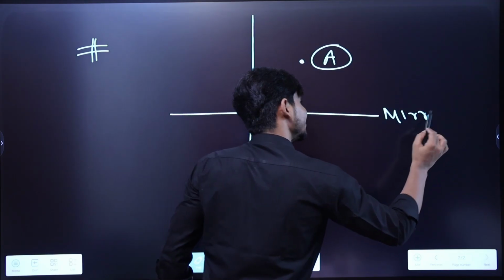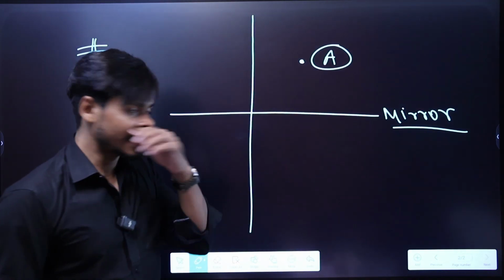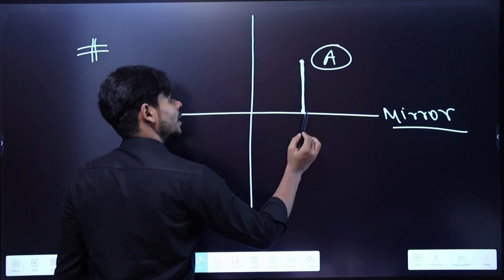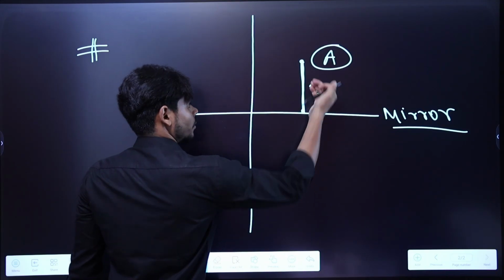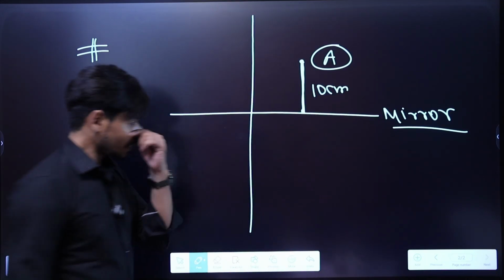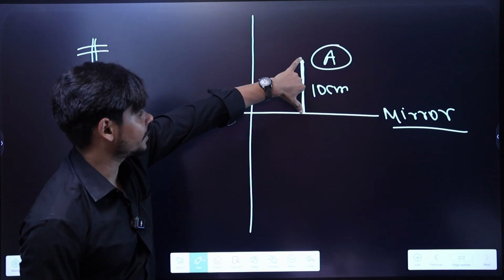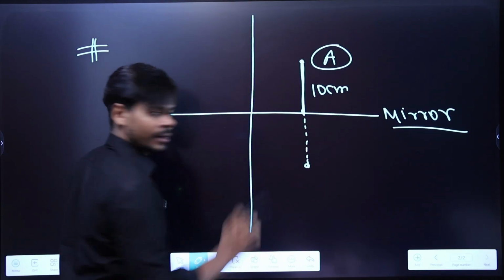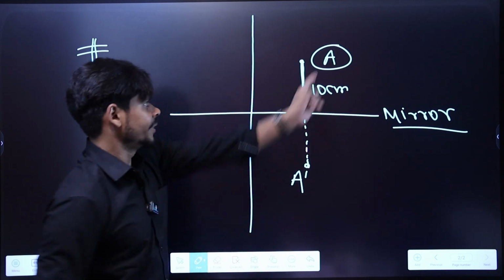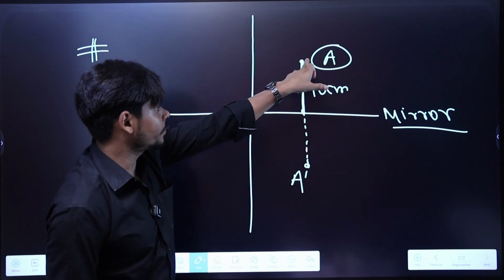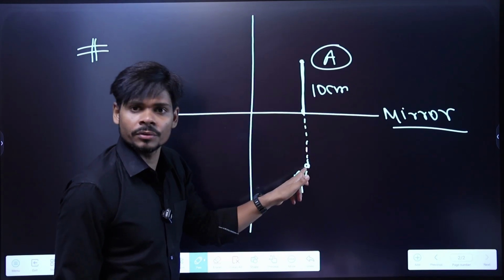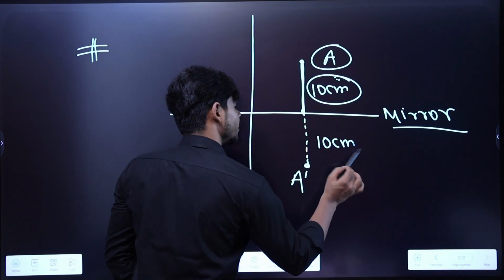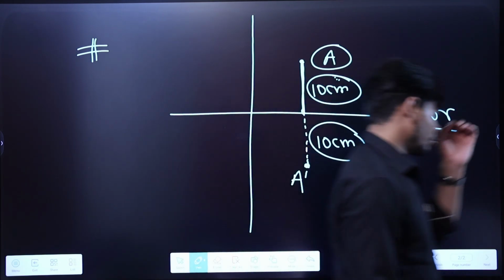and this is your x-axis, which is acting as the mirror. Now this is the distance. Let's say it is 10 centimeter, then the image will be somewhere here. Let's say this is A and this is A dash. This is your object, this is you actually, and this is the image of you, right? Now if this one is 10 centimeter, then this is also 10 centimeter. That's what I want to make you understand.